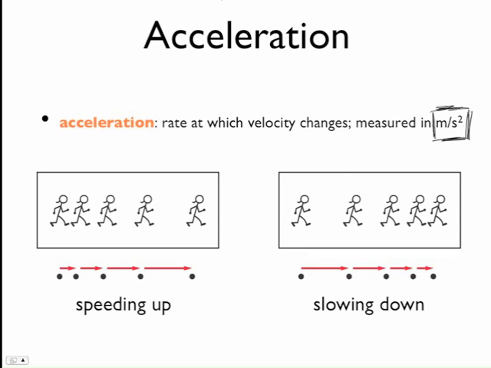So on your test, you may have to draw a particle model where something is speeding up, and you would just draw something like this. And if you wanted to draw something slowing down, you would do this. If I don't give you numbers, it doesn't have to be really specific, but you do need to know that speeding up, the dots are farther apart, and slowing down, the dots are closer together.